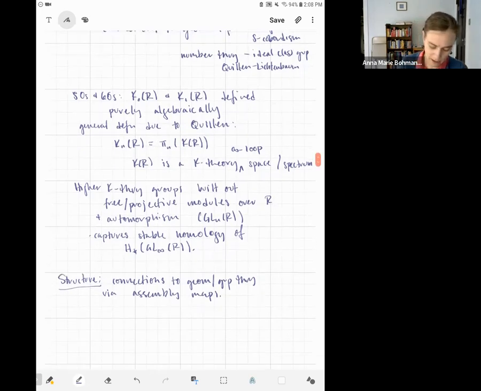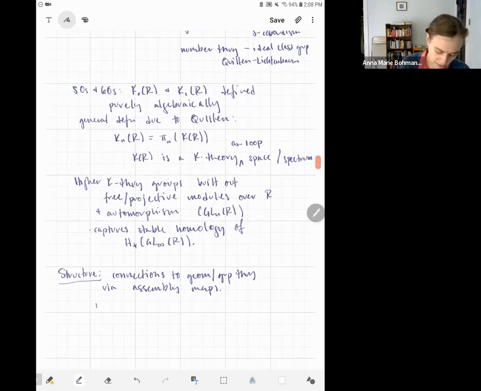Here I want to think about a Lawvere style assembly map, which is going to be a map from the K-theory of Z, smashed with the suspension spectrum of the classifying space of your favorite group. It's a map from there to the K-theory of the group ring over Z of your favorite group. So this is Lawvere assembly.